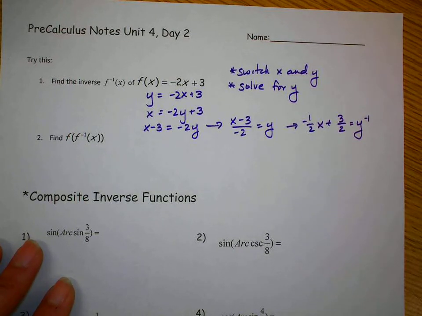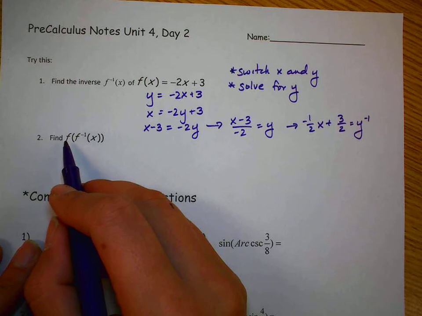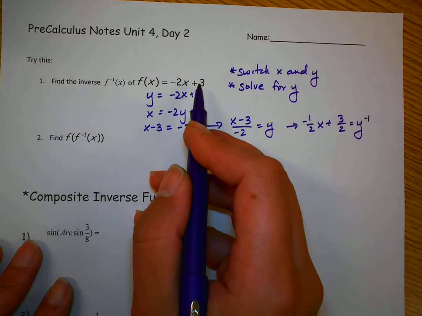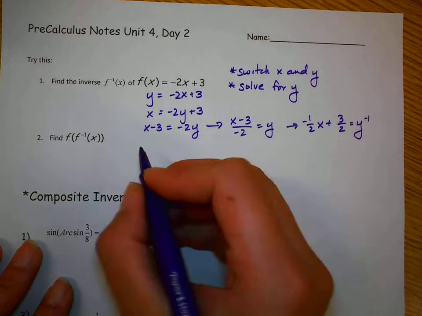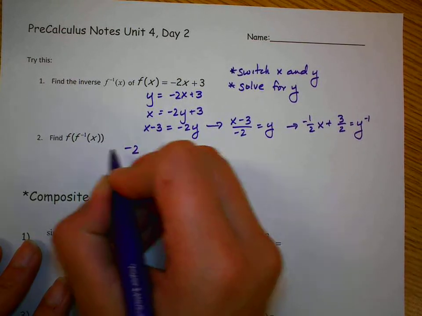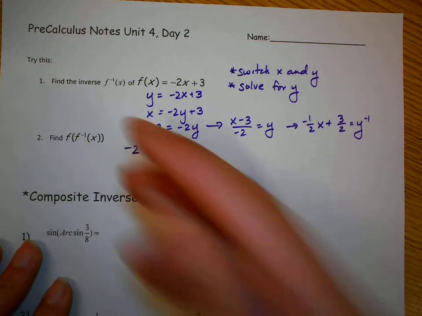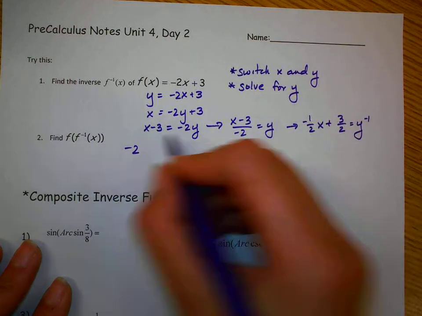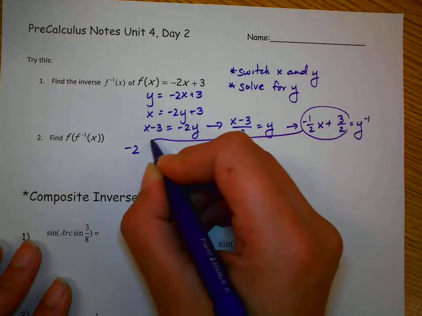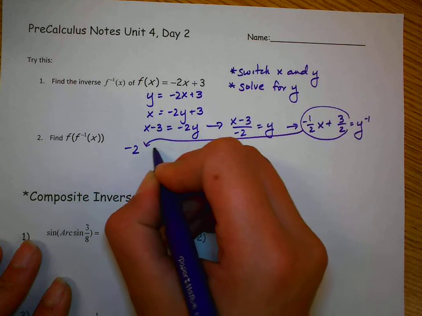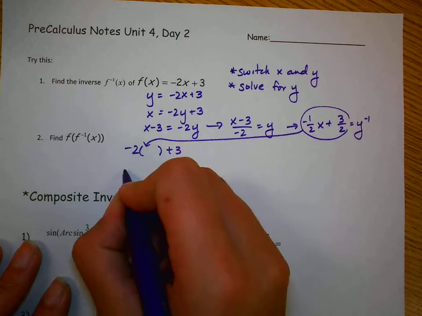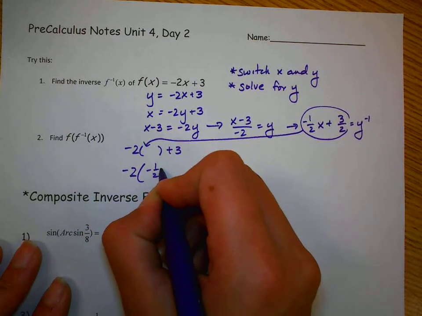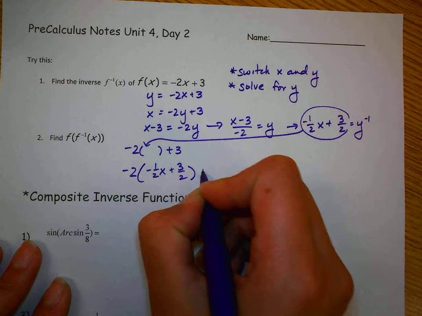Now the second part that we're going to look at is we're going to pretty much plug our inverse into the original function. Okay, so here's my inverse. So f of x is equal to 2 times... I'm going to go ahead and take all this stuff, plug it in for the variable, plus 3. So I'm going to rewrite it: -1/2 x plus 3/2 plus 3.